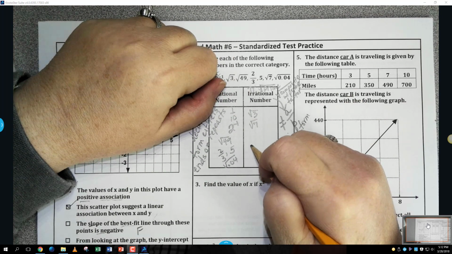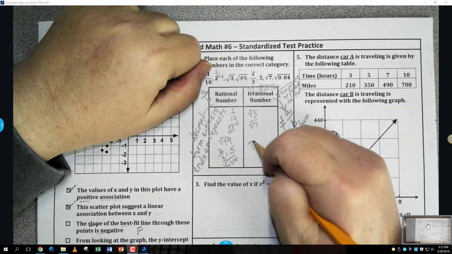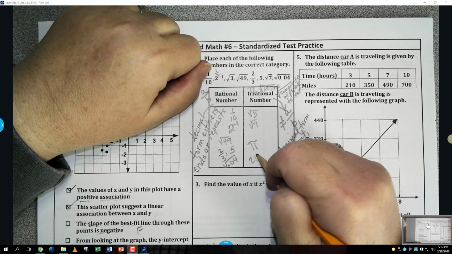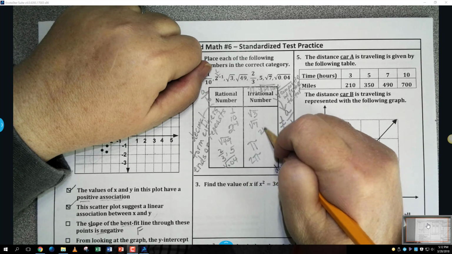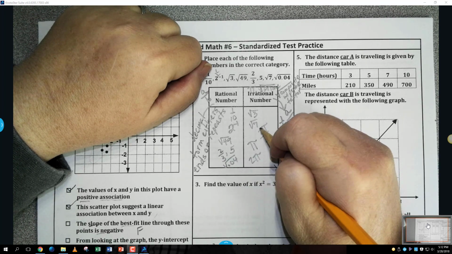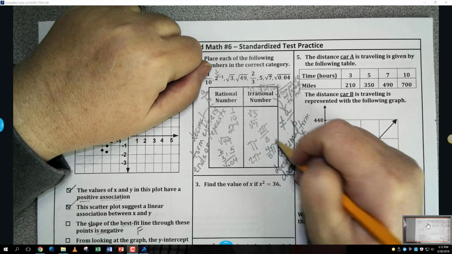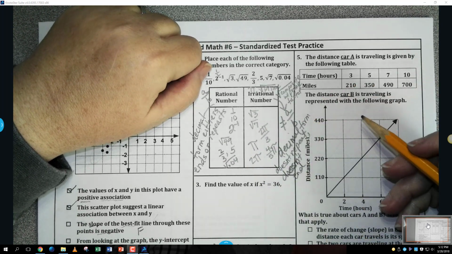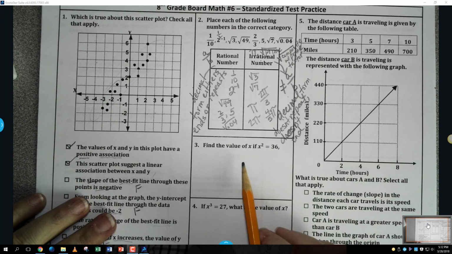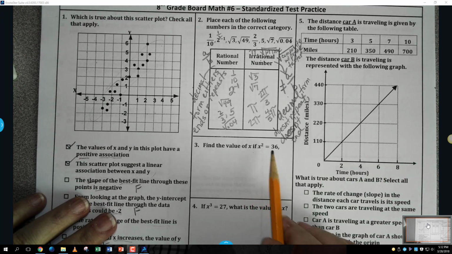And then anything with pi, although I know that there's no list here, but if we had pi or 2 pi, or if we had 2 pi over 3, or if we had 4/5 pi, if it's got pi in it, it's also irrational. Find the value of x if x squared equals 36.